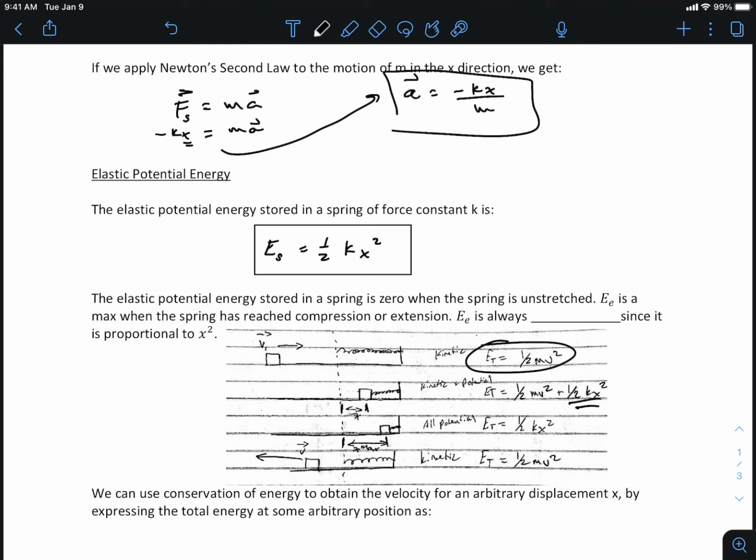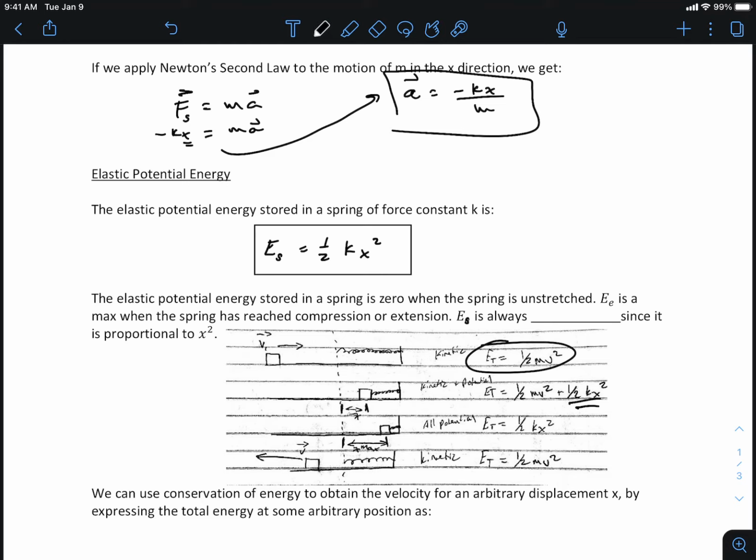Okay? The elastic potential energy stored in the spring is 0 when the spring is unstretched. ES, whatever you want to denote it, if you wanted EE or ES, is always a max when the spring is stretched or compressed, proportional to... I'm one line ahead. That doesn't belong there. This is always positive. Sorry.